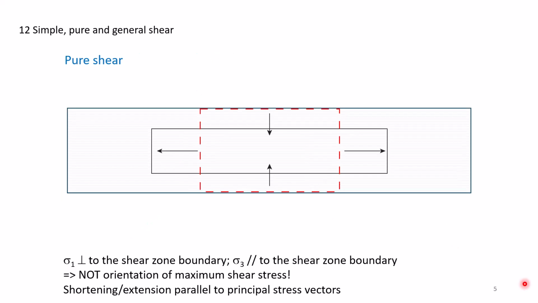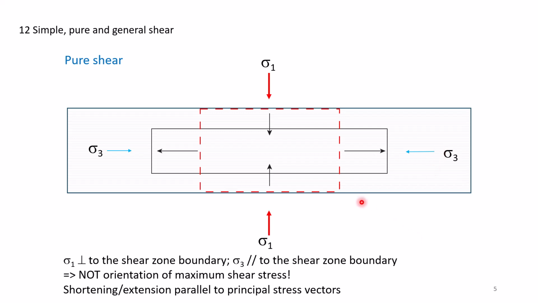In pure shear, the configuration is different. Pure shear is defined by a stress field orientation with its maximum principal stress vector sigma 1 perpendicular to the shear zone boundaries, and its minimum principal stress sigma 3 parallel to the shear zone. Also sigma 2 would be parallel to the shear zone. The rectangle that we see here, our reference body, would be shortened parallel to sigma 1, and it would extend parallel to the minimum principal compressive stress sigma 3.